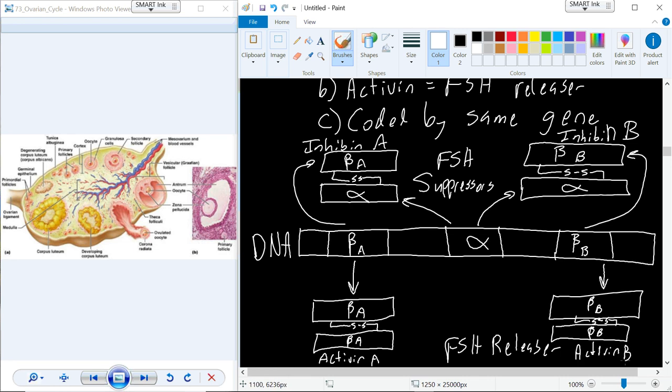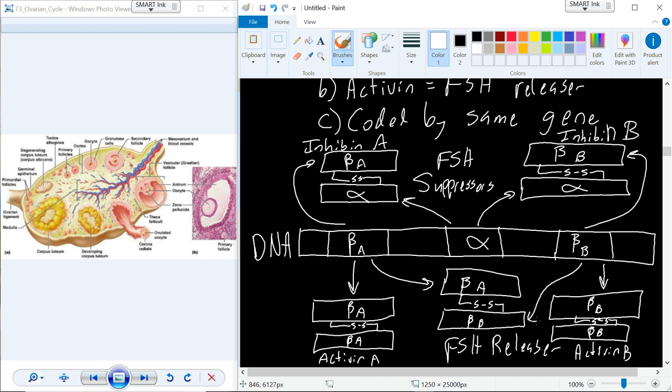And I have one other possible structure here, and that's to take a beta A and a beta B. Beta A and beta B. And this is going to form, I'm going to put it right up here, what's called activin AB. So you have inhibin A, inhibin B, activin A, activin B, and then just normal activin.